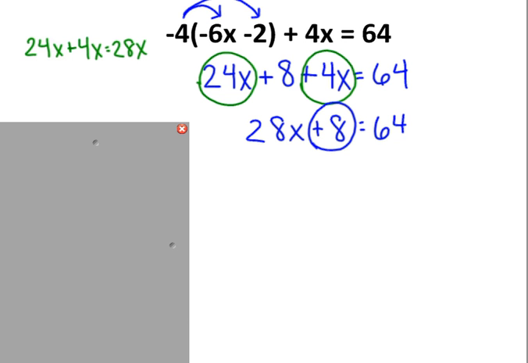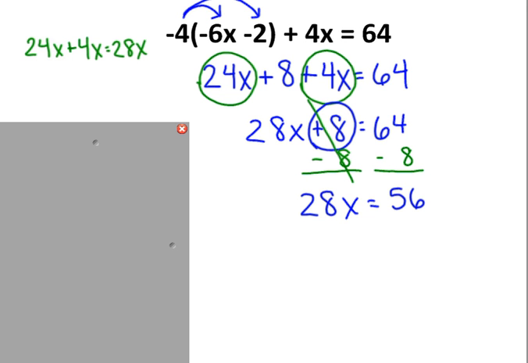Since it is a plus 8 or a positive 8, the opposite operation would be minus 8. So I am going to subtract 8 from both sides, because whatever I do to one side of the equal sign, I must do to the other. Positive 8 minus 8 cancels out to give us 0. 64 minus 8 is equal to 56. So I'm going to bring down 28x equals 56.